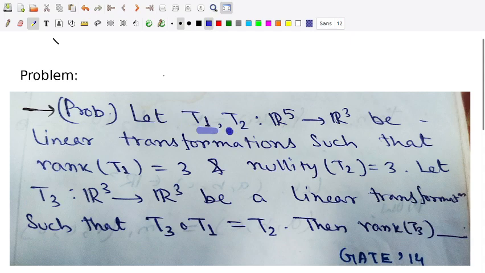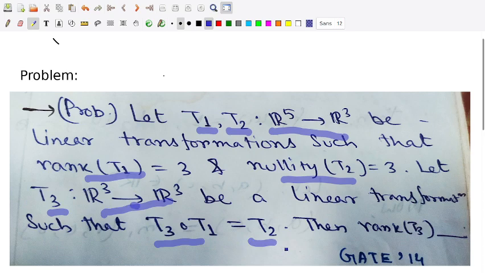Let T1 and T2 be two linear transformations from R5 to R3 such that the rank of T1 and the nullity of T2 are both 3. Again, let T3 be another linear transformation from R3 to R3 such that T3 composition T1 is equal to T2. Then what is the rank of T3? This is a problem of GATE 2014.